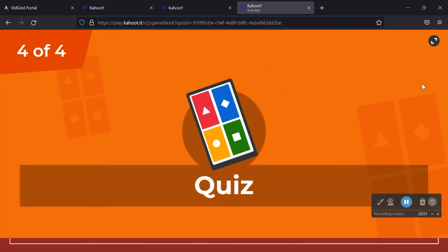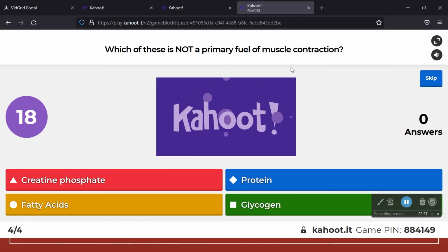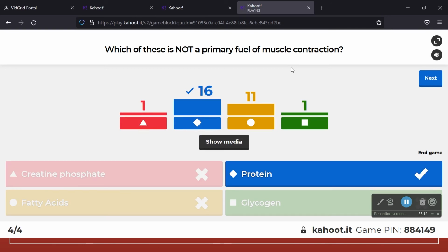All right. Last one. Which of these is not a primary fuel of muscle contraction? Yeah, protein. If you've got a muscle that's burning protein, you have a problem, right? And technically speaking, muscle doesn't have the metabolic machinery to burn protein anyway. You'd have to run it through the liver first. So creatine phosphate is that energy battery. Glycogen comes next because glycogen becomes glucose. Through glycolysis, we get ATP.